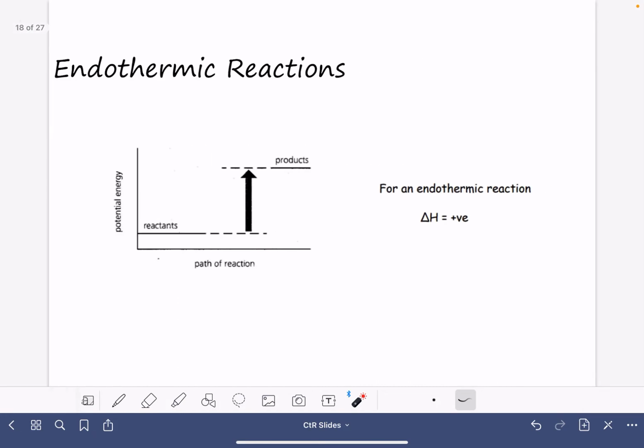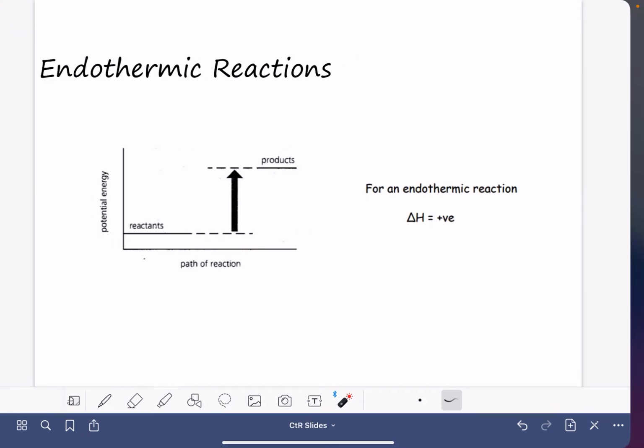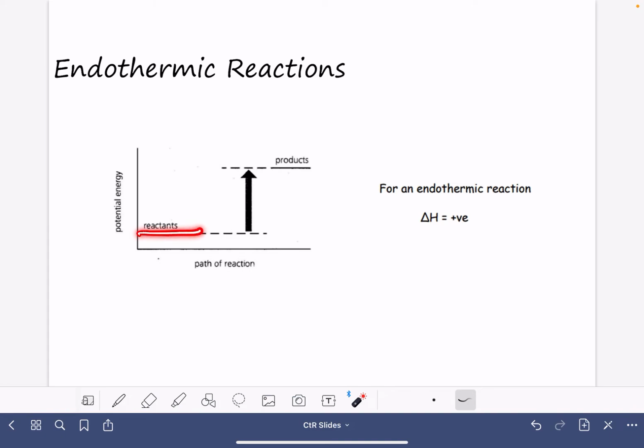The opposite of this is an endothermic reaction. Again, the reactants have the set energy and then they follow a reaction pathway and end up with more energy as products. So the molecules formed in a different way. And because energy has had to come in to create the product, the delta H enthalpy change is positive.